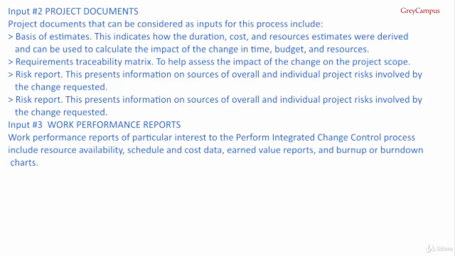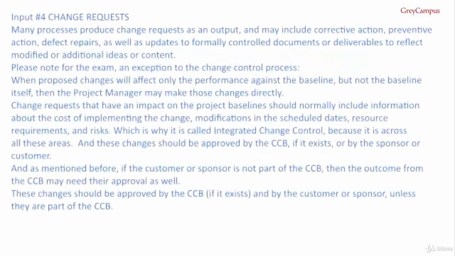Number 3, work performance reports. Work performance reports of particular interest to the Perform integrated change control process include resource availability, schedule and cost data, earned value reports and burn up or burn down charts. Number 4, change requests. Many processes produce change requests as an output and may include corrective actions, preventative actions, defect repairs, as well as updates to formally controlled documents or deliverables to reflect modified or additional ideas of content.